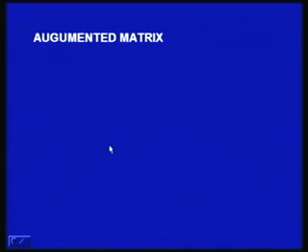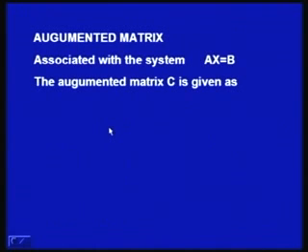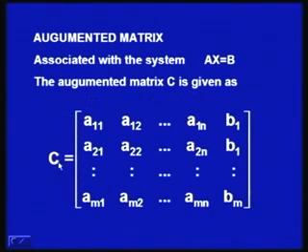We will define an augmented matrix associated with the given system Ax = b, and it is given as this C. You may notice that this matrix has n plus 1 columns. These n columns are the same as the coefficient matrix, and the last is the right hand side. Now, this is a convenient way of expressing the equations in a compact form. The system of equations is written in this compact form.